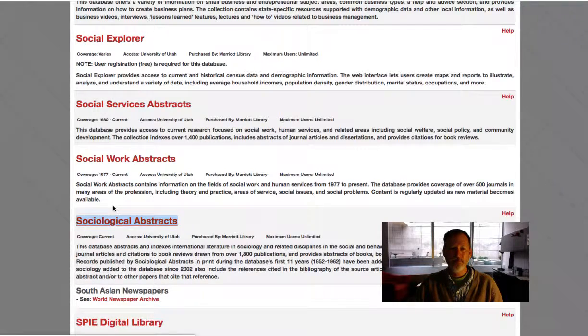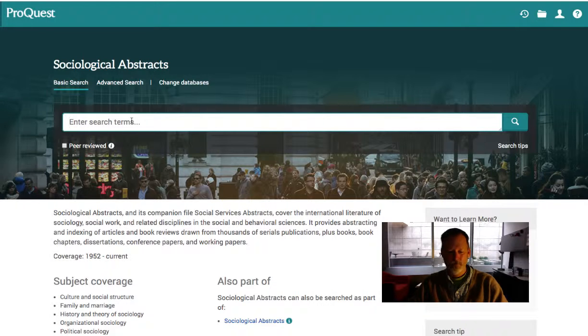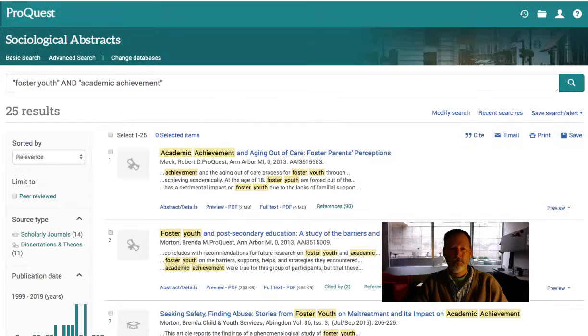So just for fun, let's do, oh, sorry. I'll try foster youth and academic achievement. Yay, 25. This is how you would find keywords, and then you could assess those.